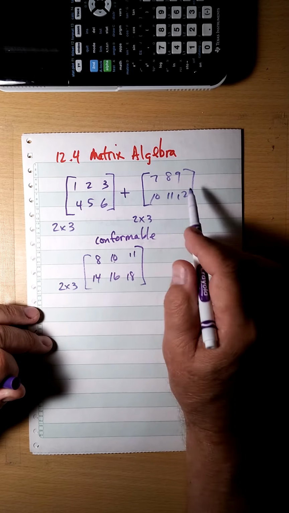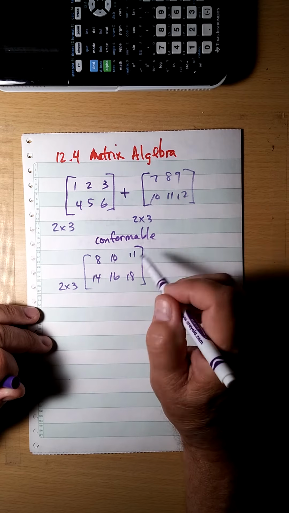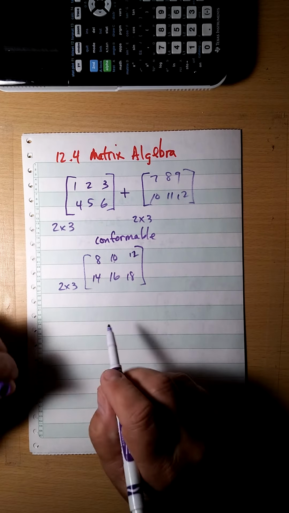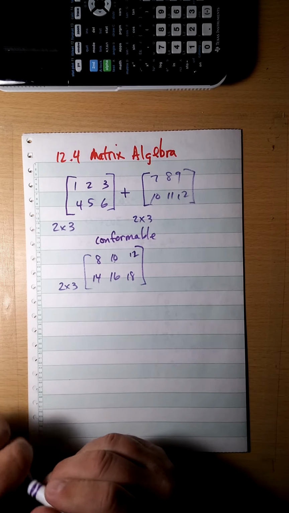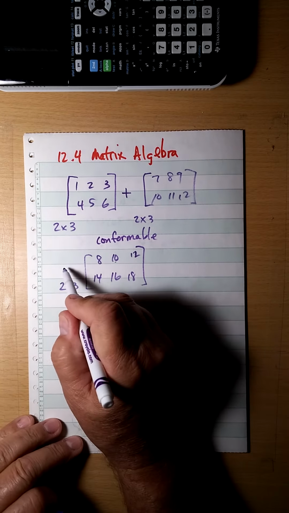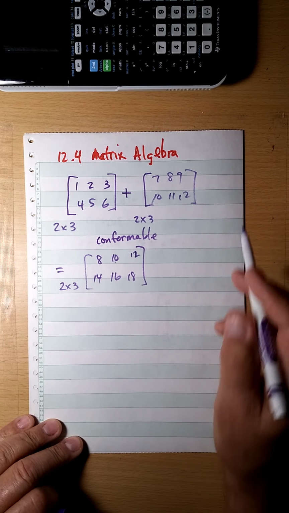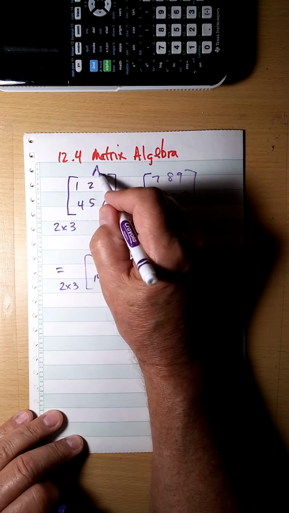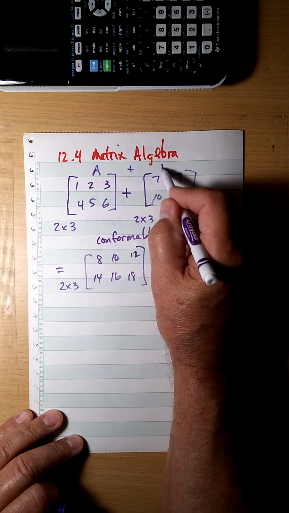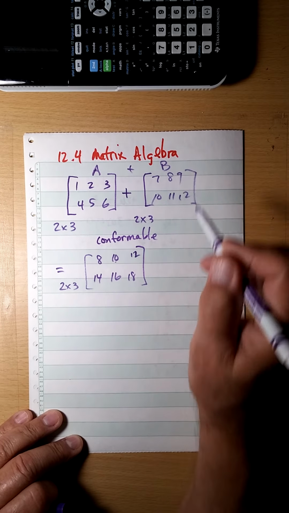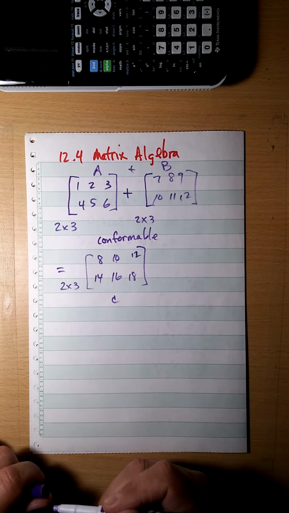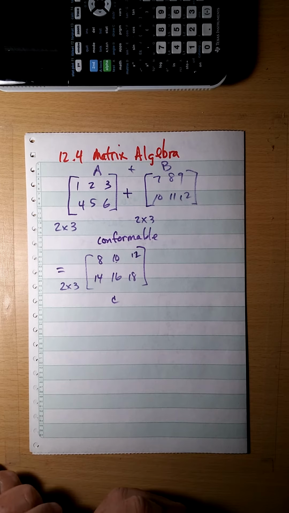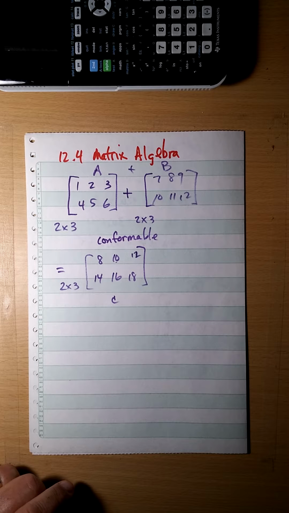Gee, I noticed here, 3 and 9 is not 11, it's 12. So 8, 10, 12, 14, 16, 18. That is the answer for these two matrices. Now we usually use uppercase letters for matrices. So A plus B is equal to, we'll call this, C. And you could put that in your calculator, but addition and subtraction is pretty easy for these matrices.